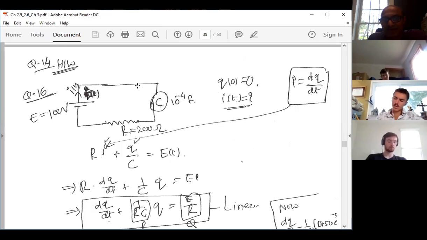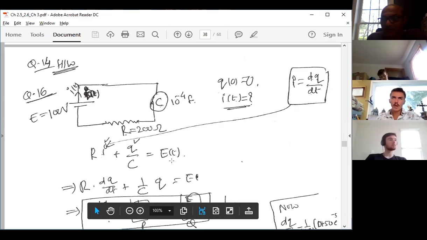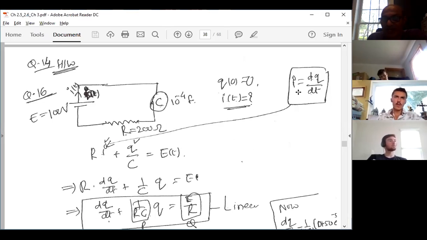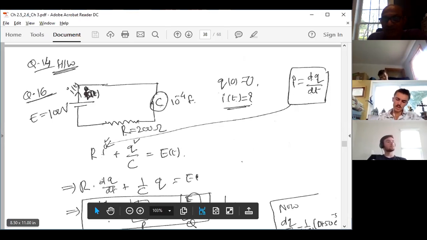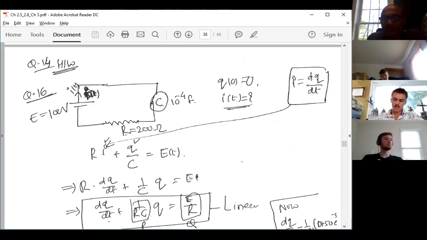Again, physics law, Kirchhoff's law: the voltage across the capacitor is given by Q over C, the voltage across the resistance is given by Ri, and that is equal to E of t. So I is dq by dt. Let me convert this I to dq by dt. So R times dq by dt plus 1 over C times Q is equal to E. Right, guys? That is equal to E.